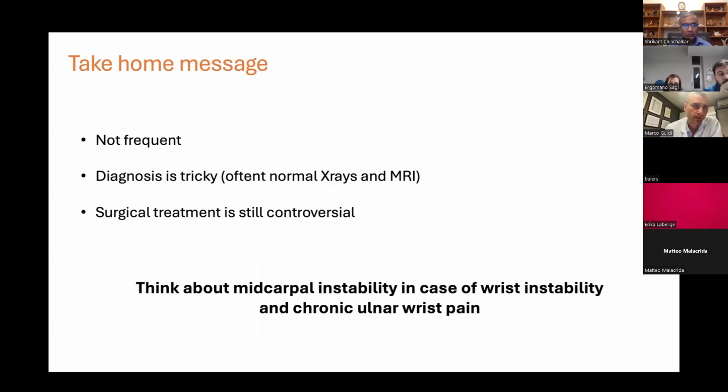I'll take a message. This is not a frequent diagnosis, and the diagnosis is tricky because most of the time X-rays and MRI are negative. But please just try to see it and just try to advise your surgeon or your patient to be more conscious about this problem, because it's out there and it's more frequent than we think, especially after a long period of immobilization.